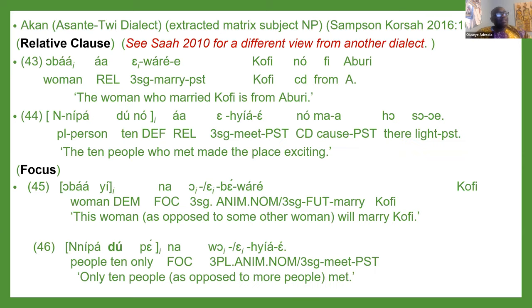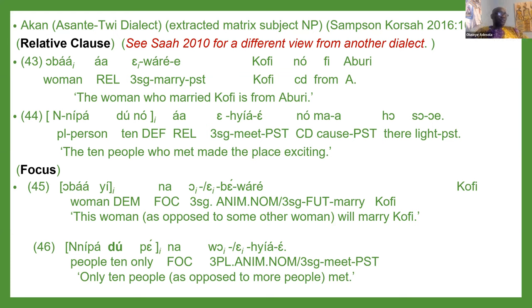Another example language is Akan, which is not a Nigerian language, it's from Ghana. In the Asante Twi dialect, the non-agreeing resumptive pronoun, third person singular e, is used in relative clauses in number 43 and number 44. In 43, it's used for something singular, so everybody's happy with that. But with ten people, you expect that a plural resumptive pronoun will be used, but it is not. The same e, which is the invariant third person singular pronoun, is used as the resumptive pronoun in that position. I put in red on top of the screen Saah 2010 for a different view from another dialect. He reports that in the standard dialect, or another dialect that he examined, resumptive pronouns in relative clauses are actually supposed to agree. So this could be a variant from a different dialect, but it's still acceptable in the language.